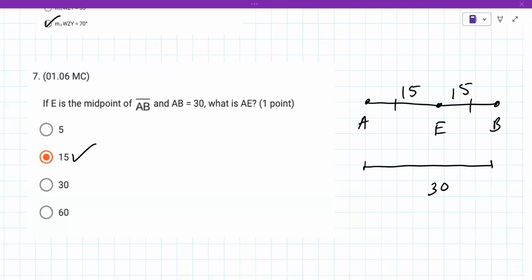All right, this is number 8. Let me go put this in the chat. All right, it's in the chat now. Okay, let's take a look.